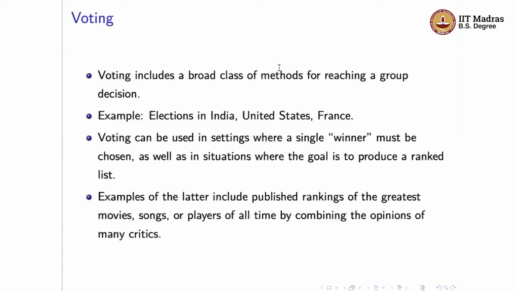The second thing to note is that in each of these cases, we had a system where a single winner is selected, but you can have a different situation where the outcome of the voting need not be a single winner, but the goal is to produce a ranked list, right? So again, this is going back to the example that we talked about, that you want to have the list of greatest movies of the 20th century, or the list of the greatest songs of the 1990s, or the list of the greatest players of all time, or the list of greatest cricket matches for India in the World Cup, right?